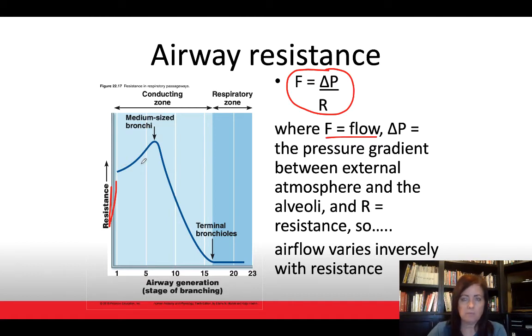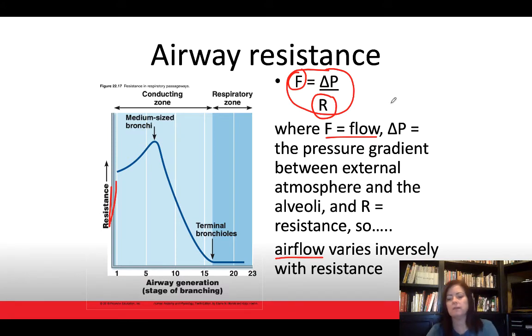So that's going to play a role too. I included this to remind you that it's basically the same thing as blood flow when we were doing the cardiovascular system. And just by way of reminder, because resistance is on the bottom, airflow is going to vary inversely with resistance. So as resistance increases, our airflow is going to decrease.